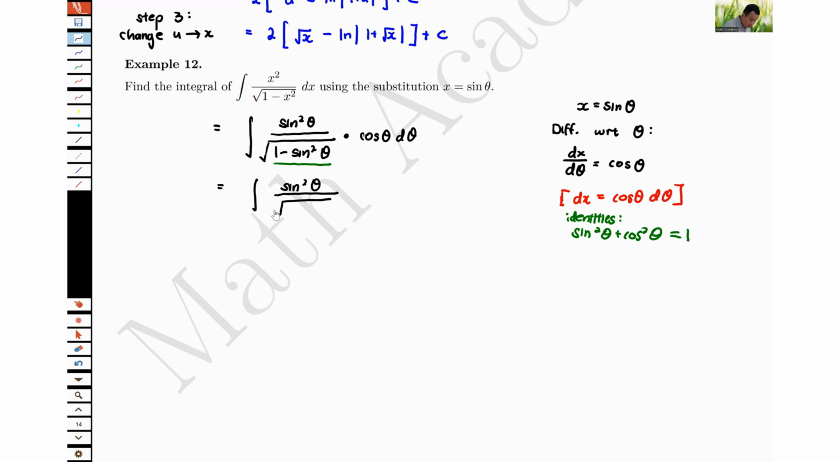So 1 minus sine square will give me cos square. My cosine theta stays on the right. Square root cos squared can have cancellation, root and the square. So you have cosine, cosine, they further cancel out. Which means that this equation, we will end up with integration of sine squared.